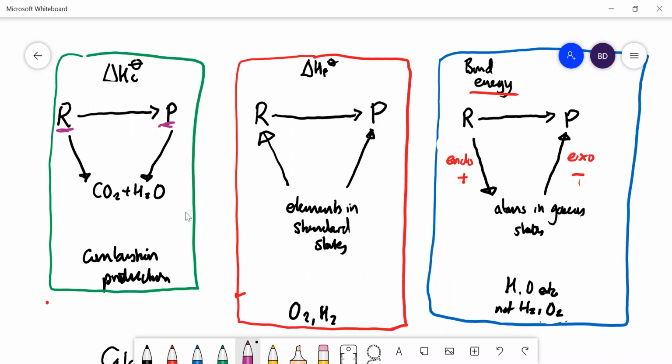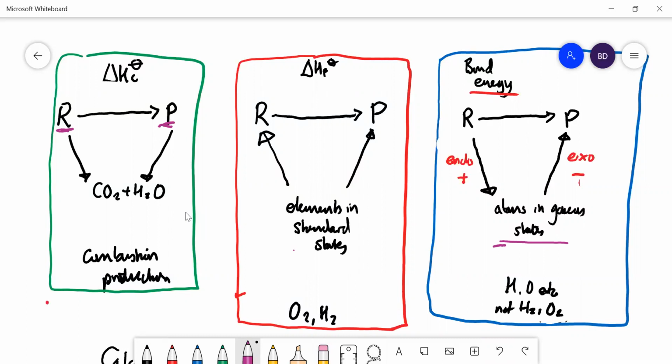If you're given the enthalpy of combustion data, the green one, you'd use that energy cycle with your carbon dioxide and water at the bottom. If you're given delta HF values, the red one, you use elements in their standard states as the third thing. And if you're given bond energies, then I will put atoms in the gaseous state at the bottom, one arrow going up, one arrow going down. So you break it up into the gaseous atoms, then build it back up into the products.